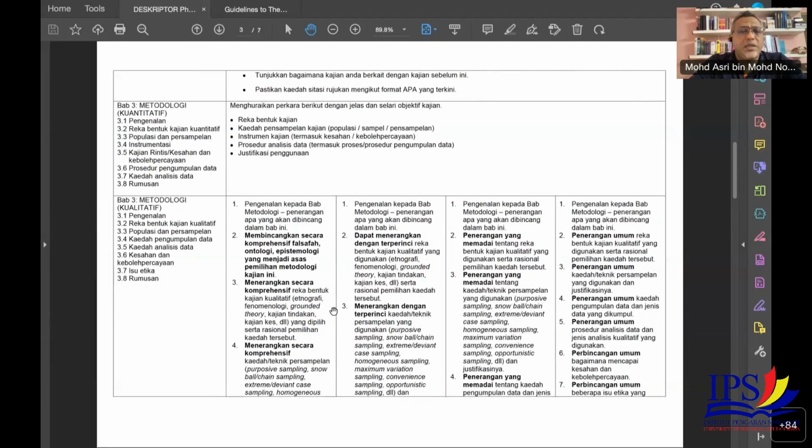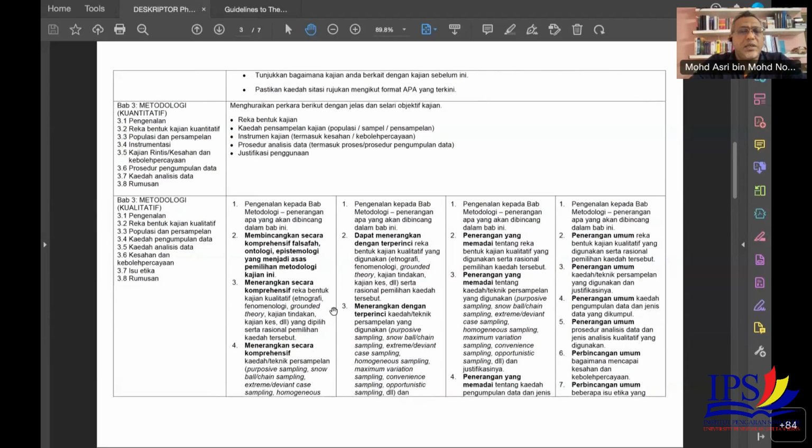But in general, you will have the introduction to chapter 3, and then you will have the research design, and then the population and sampling, the instrumentation, the pilot, data collection method, the data analysis, and so on and so forth. So that's the standard content that you need to have in chapter 3.